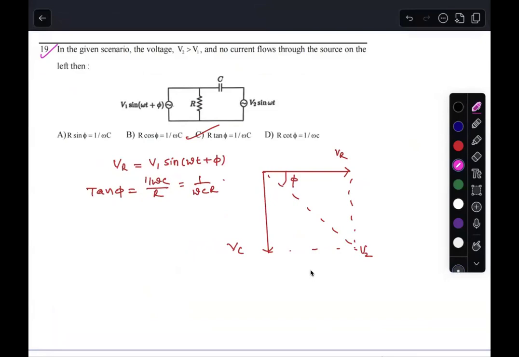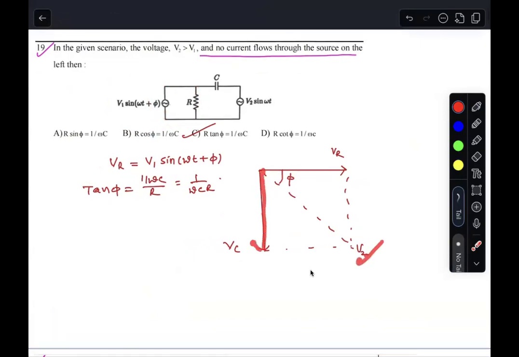What you need to understand from the given data is that no current flows through the source. There is no current in this part. What does this indicate? No current means in this loop, net current is 0. Means the drop across this is same as the drop across this. So across R, I know the drop, which is V1 sin omega t plus 5. Total is V2. And the drop is Vc here. Now we are very clear, V2 and VR have a phase difference of 5. Very clear. That's the phase difference.